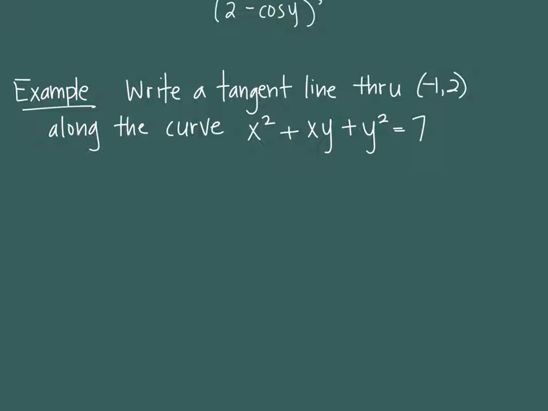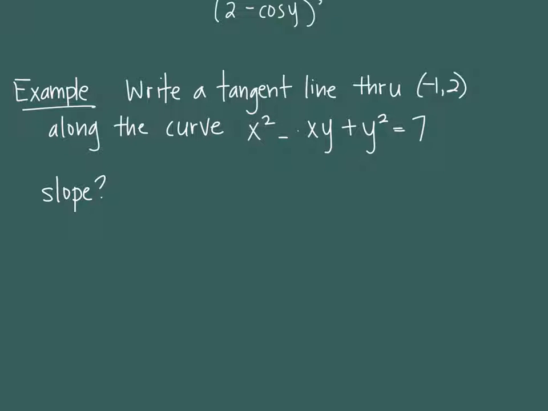All right, to write a tangent line, you need 2 things. You need to know the point and the slope. We already know the point, so then our job is to find the slope. We're going to find the slope implicitly by taking the derivative of each piece. All right, so all together, derivative of x squared. Oh, I'm sorry, I copied my notes wrong. That should be a subtraction on xy.